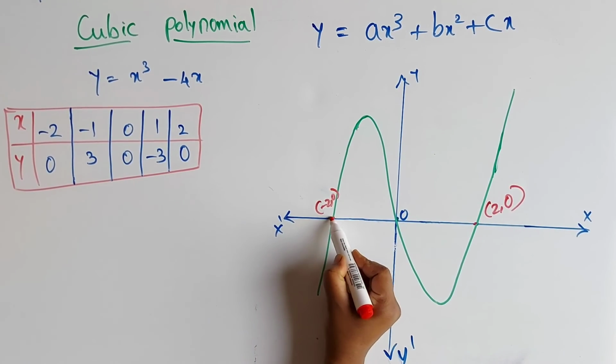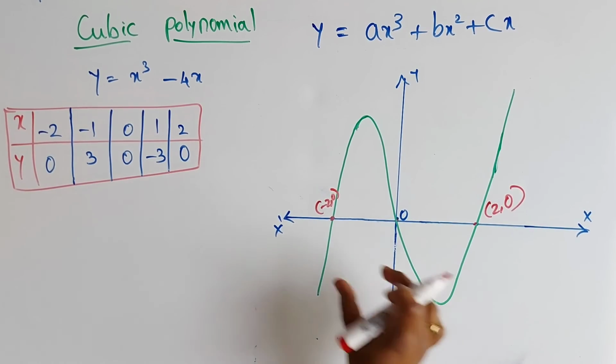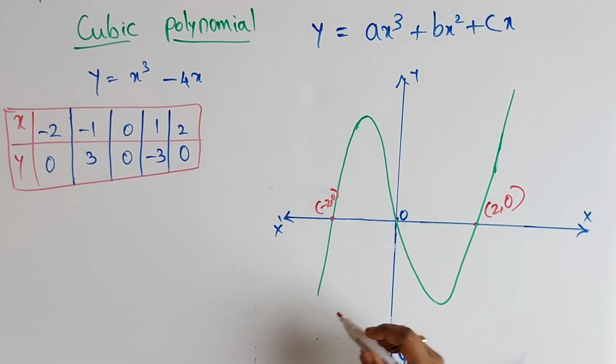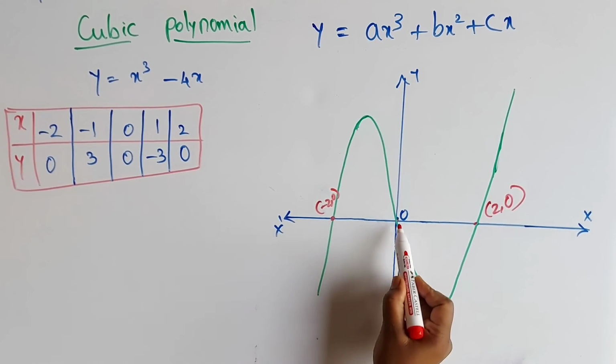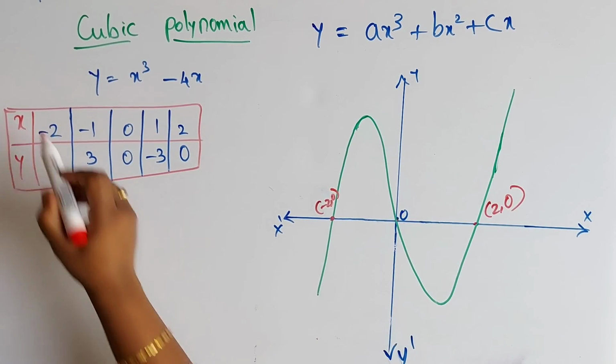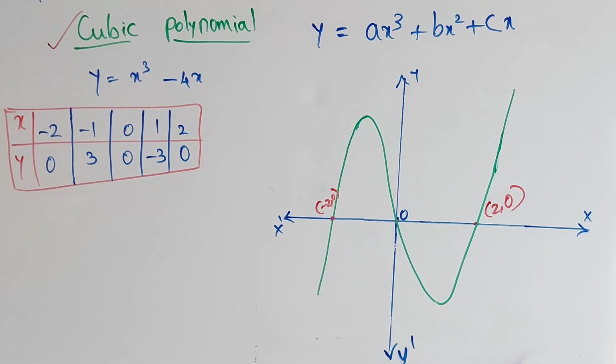Now see here, (-2, 0) and (0, 0). This is (2, 0). These 3 points only. When these 3 points come, the graph is intersecting the x-axis. Correct, children? Here, here, here. So the cubic polynomial has 3 zeros, 3 number of zeros here. Right, children?